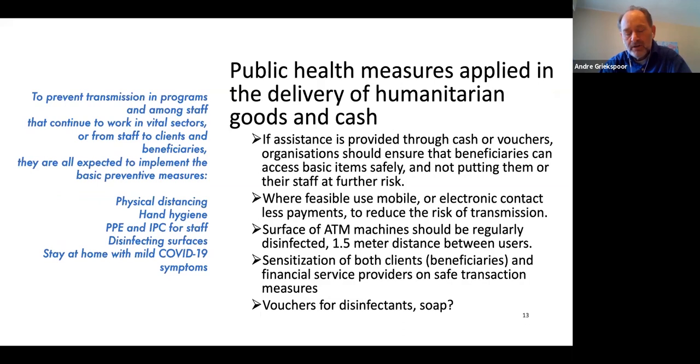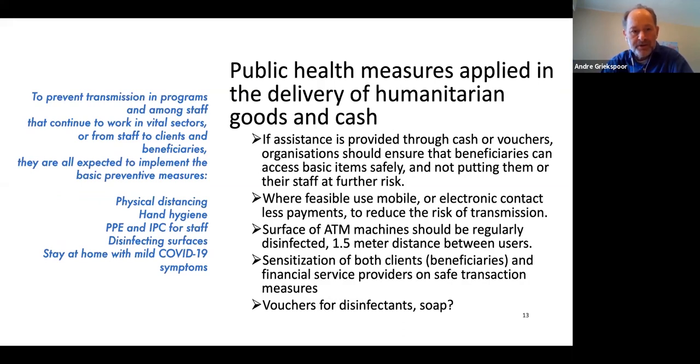Then there was a long discussion in the cash community on whether or not cash contributes to transmission, or how to interpret and apply different public health measures in the delivery of humanitarian goods and cash assistance. The basics are actually quite simple.